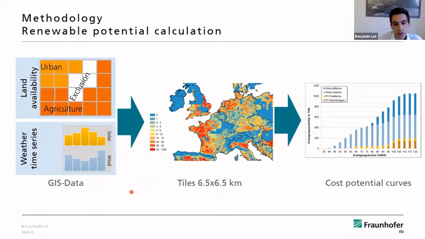And these different data sets are combined on every single tile. And that's how we can find out how much power can be generated on one of those tiles and what it would cost. For the optimization, we aggregate these tile information into these kinds of potential curves, cost potential curves. And this is then afterwards used in the optimization, but you're going to see an example of that shortly.